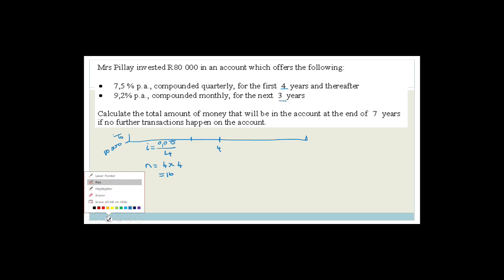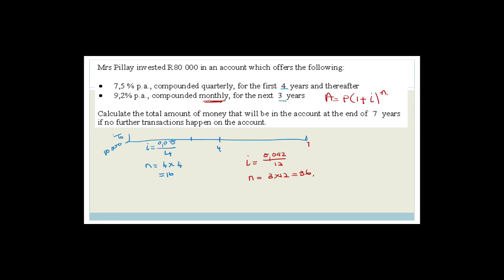Versus the last 3 years, where the i is now 0.092 divided by 12, because it's compounded monthly, for the next 3 years. The n is going to be 3 times 12, which is 36. Now it's pretty easy, because we know that A is P(1 + i) to the power of n.